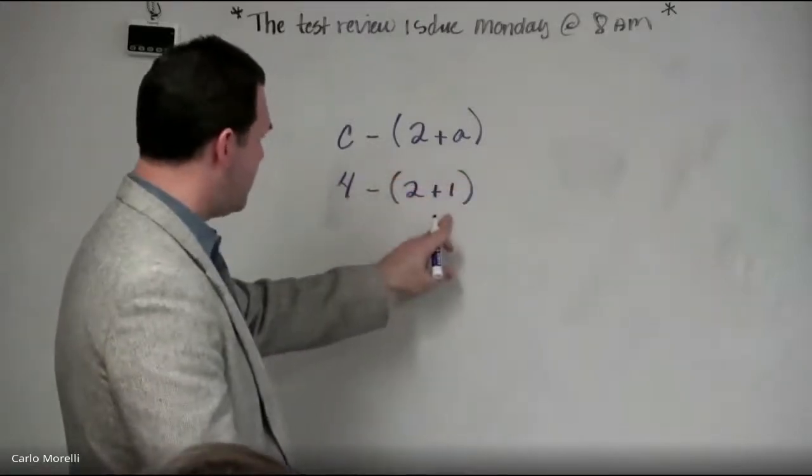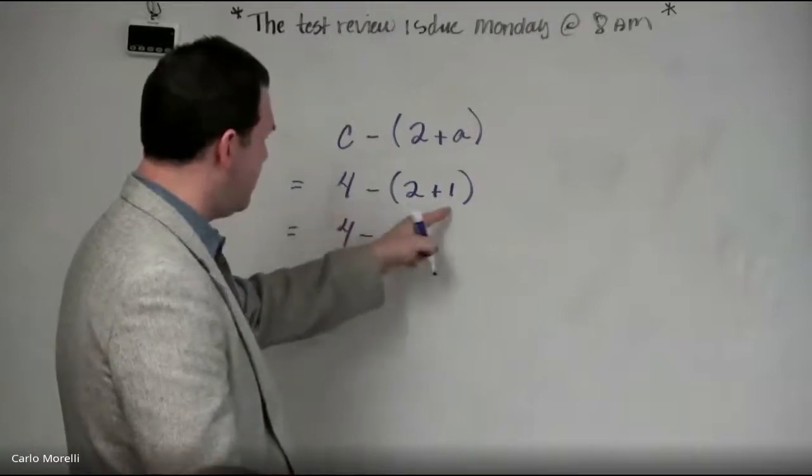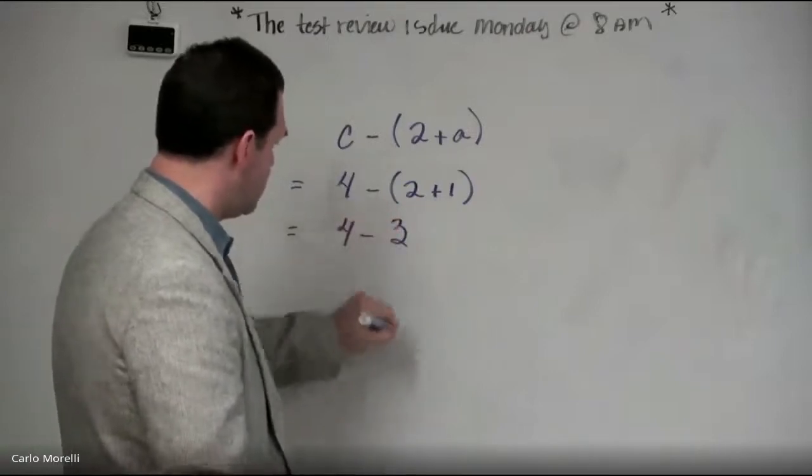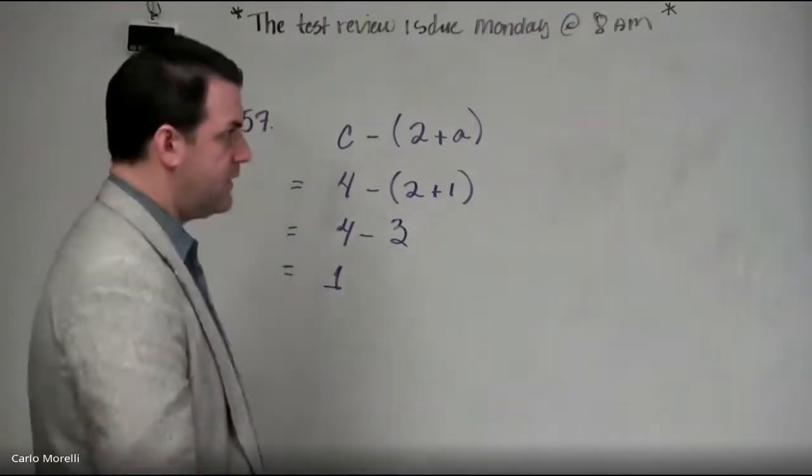And I've got to do the parentheses first. So I'm going to write 4 minus 2 plus 1 is 3. And then 4 minus 3 is 1. So the answer is 1.